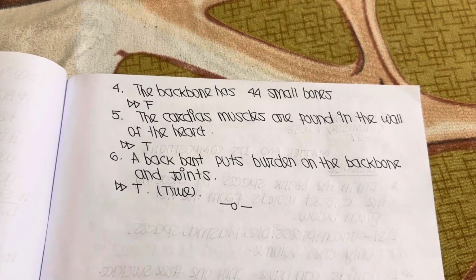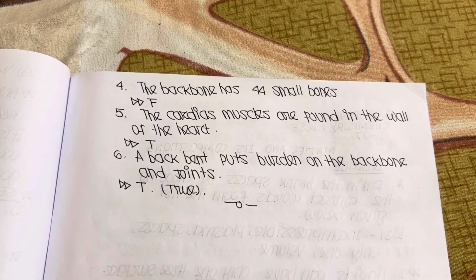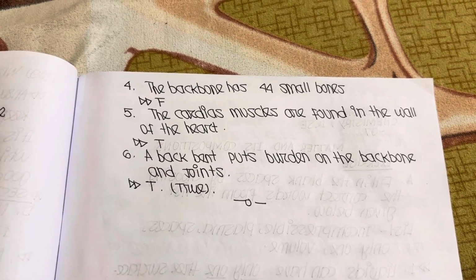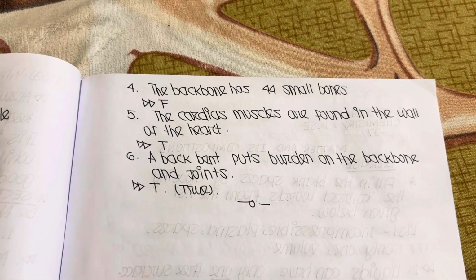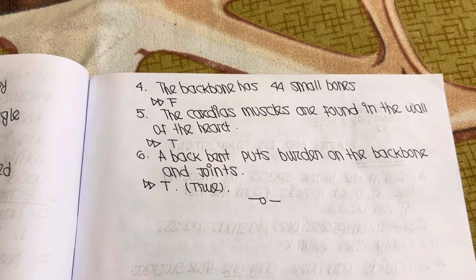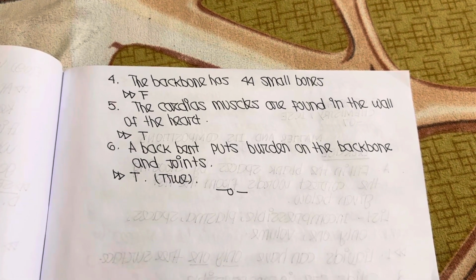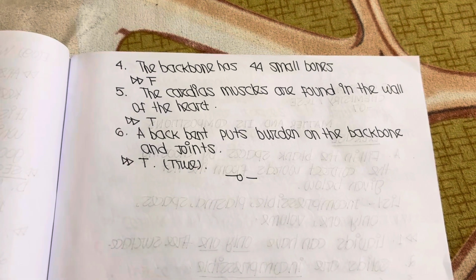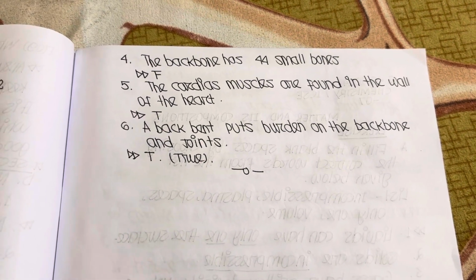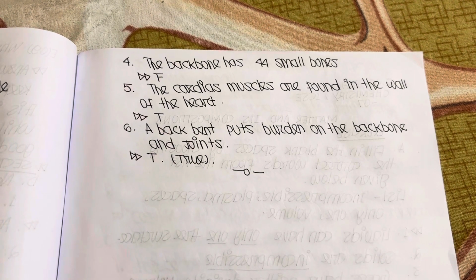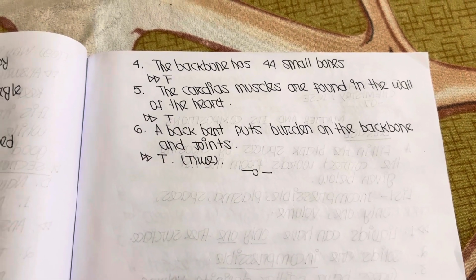Now come to number 4. The backbone has 44 small ribs. It is incorrect. The backbone has 33 small bones. Question number 5. The cardiac muscles are found in the wall of the heart. It is true. Question number 6. This is the last question of this exercise. A back bend puts burden on the backbone and joints. It is true.